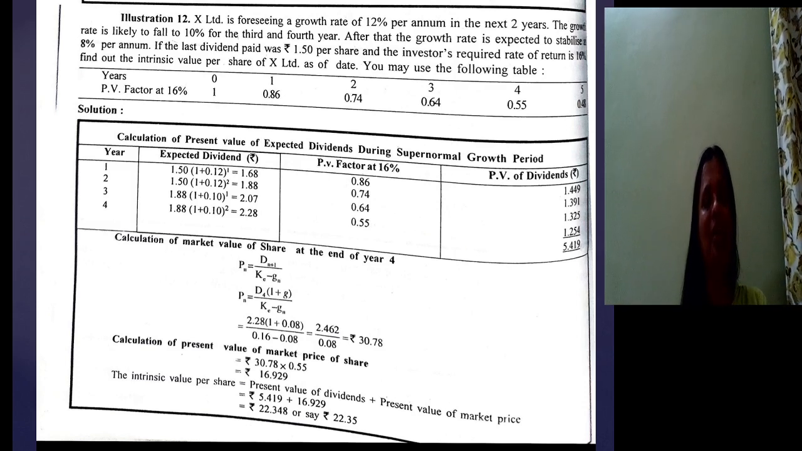So D1 during current year is D0, that is 1.5 into (1 plus 0.12) to the power 1. That will become 1.68. For second year, 1.50 into (1 plus 0.12) to the power 2. That will become 1.88. For third year, there is a change in growth rate. Try to understand. So growth rate changes.